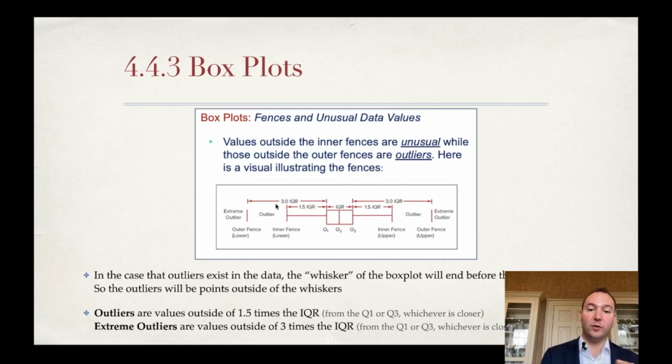Anything outside of 3 times the IQR lower than Q1 would be considered an extreme outlier. The same thing happens on the other side. So the upper inner fence is 1.5 IQRs above Q3, and anything outside of the outer fence is an extreme outlier. This outer fence is established at 3 times IQR above Q3. It's simply showing the distance extremely higher than Q3 or extremely lower than Q1.